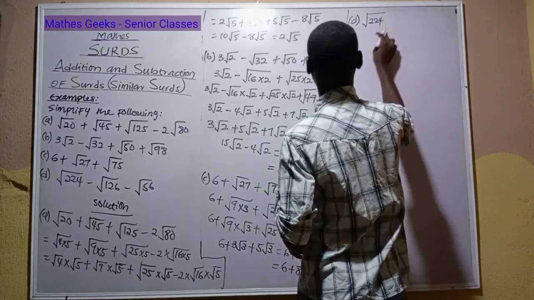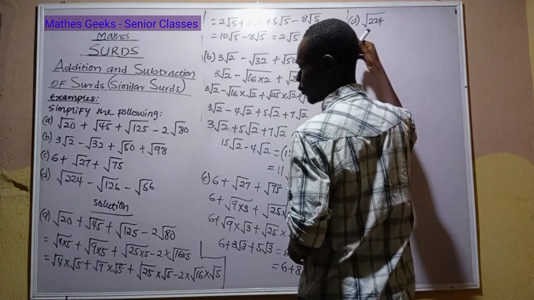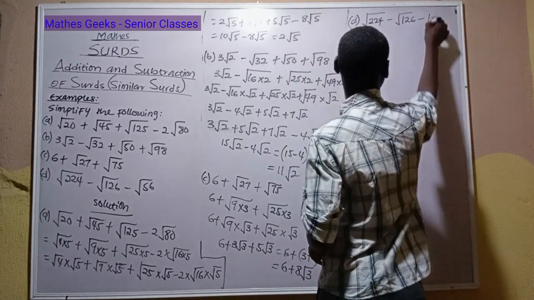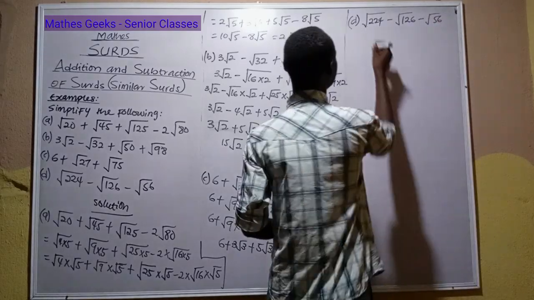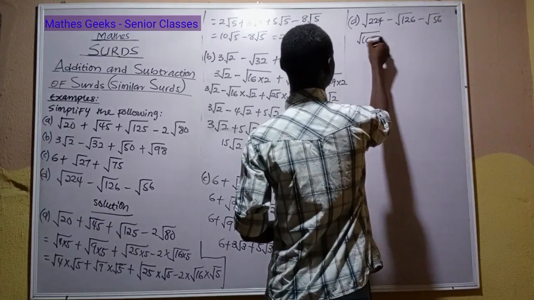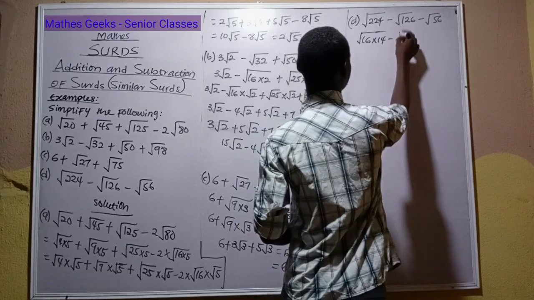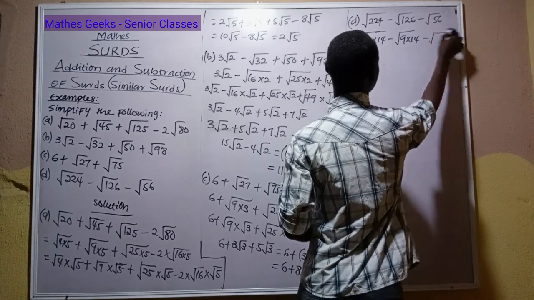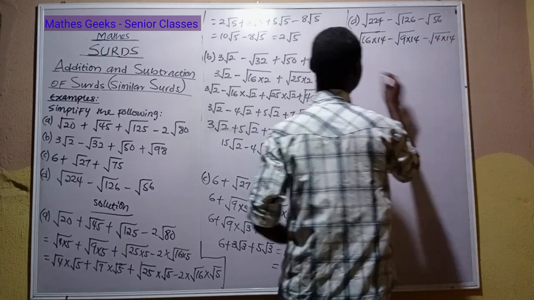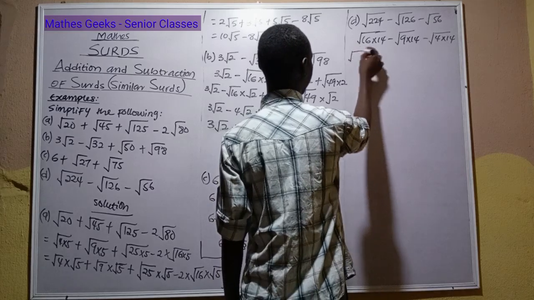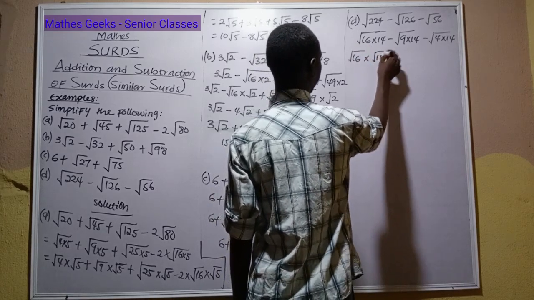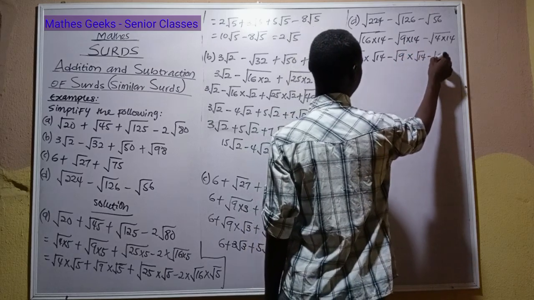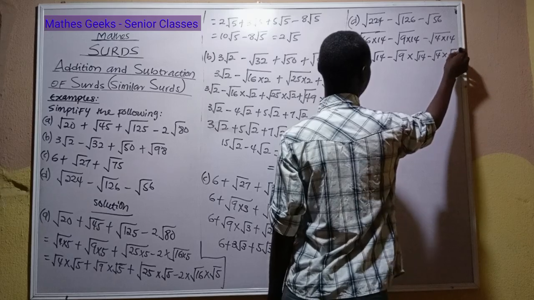224 minus 126 minus root 56. This will give us root 16 times 14 minus root 9 times 14 minus root 4 times 14. And this will give us root 16 times root 14 minus root 9 times root 14 minus root 4 times root 14.